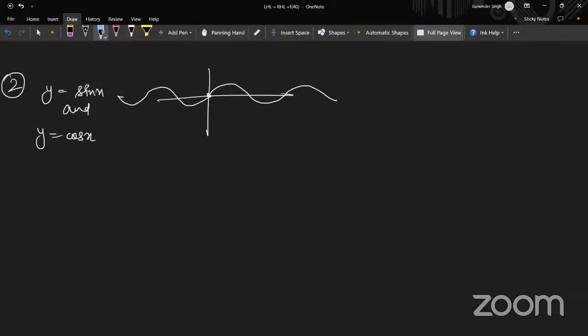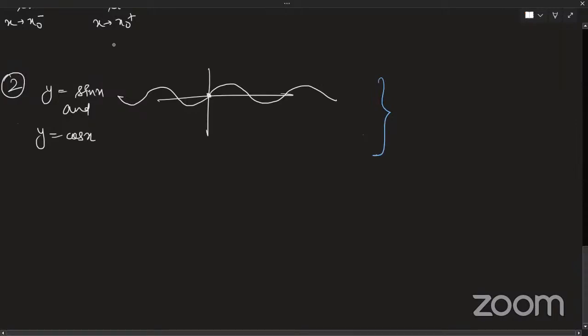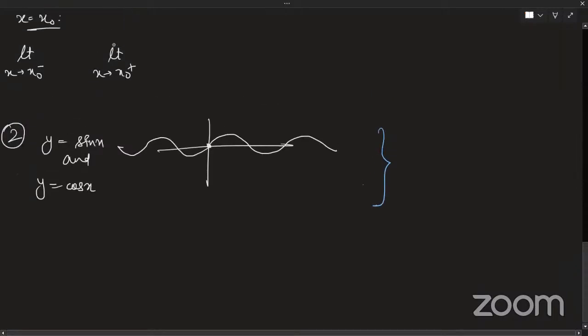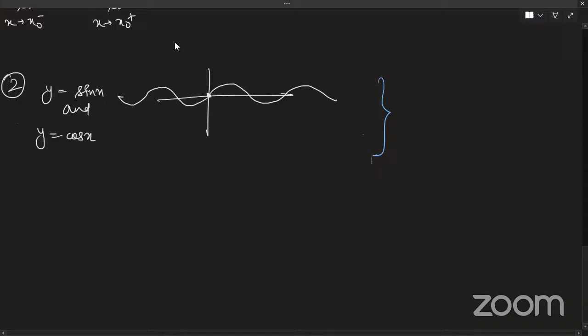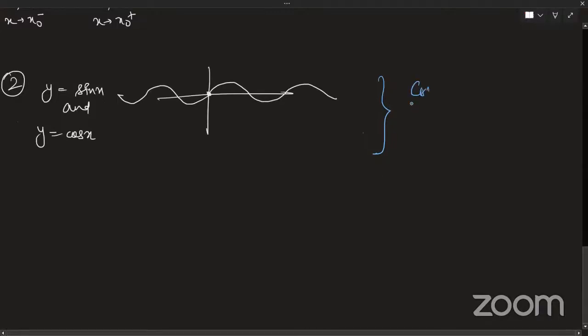So what can I infer about sine x and cos x? Continuity of sine x and cos x. If I can complete this whole curve without lifting my hand, what can I conclude? Who will tell me? Bhavna, Shriram, Gayatri. Can I say they are continuous at every point? Yes, sir. Right? I can complete the curve without lifting my hand. So yes, they are continuous.